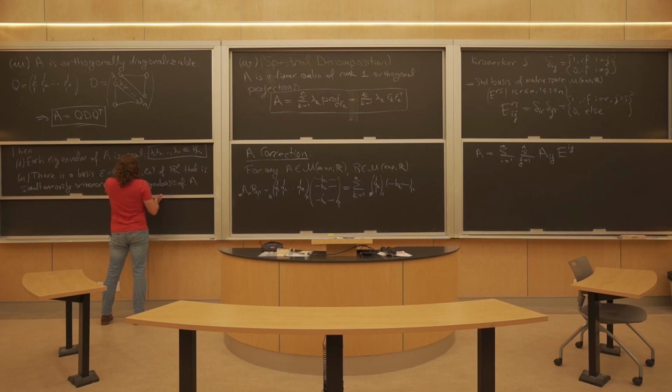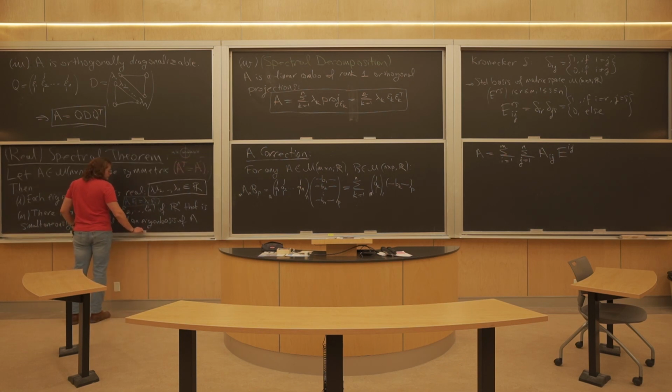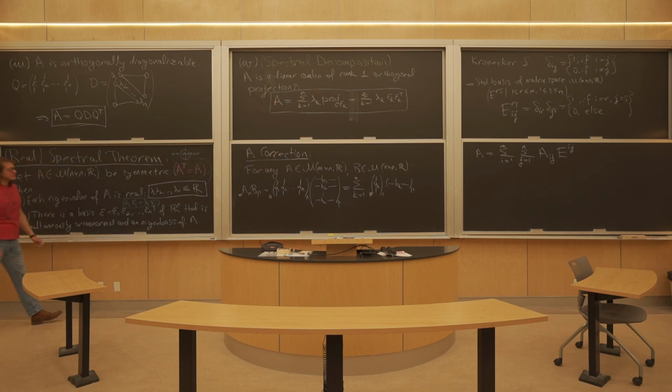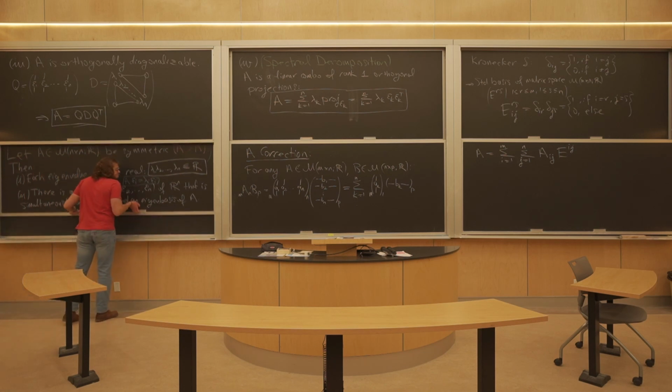That's what this means. And in particular, different eigenspaces are orthogonal to each other. This is the second item. Third item is a factorization.